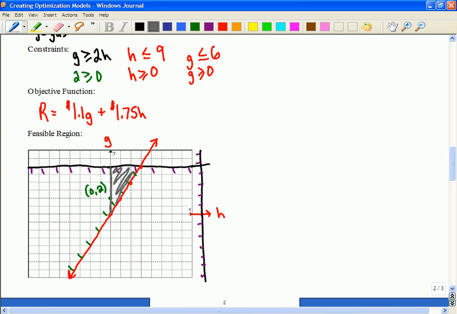So let's use some common sense here. If you wanted to maximize your revenues, what are you trying to do the most? You're trying to sell the most what? Heating oil. Yeah, heating oil is worth more. So we'd like to maximize how much heating oil we have. So the most heating oil I can sell within my problem is right here.